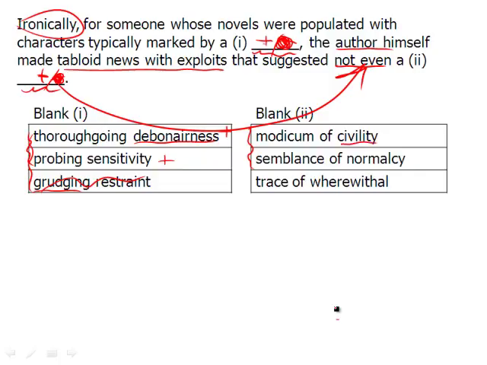So now we can go through here to the second blank and look for that positive. Well, we see civility. If someone has civility, they're kind, they treat people with respect, and normalcy is good, a semblance of normalcy. Okay, what about wherewithal? Wherewithal is money. So not even a trace of money doesn't really make sense in the context, so we can get rid of that. Now we're left with two. Again, they're both positive, but we have to make sure that they're similar words.